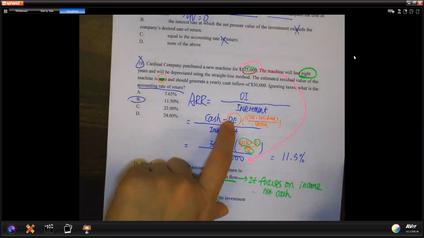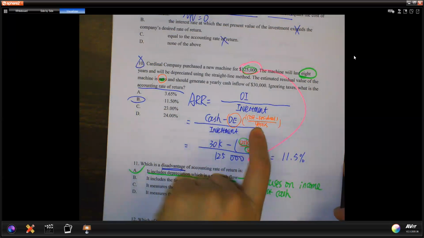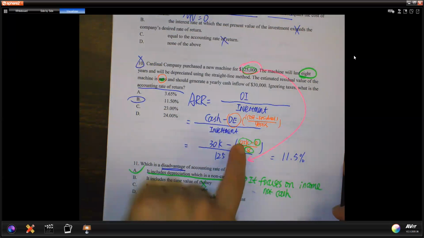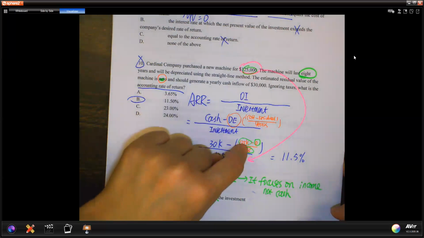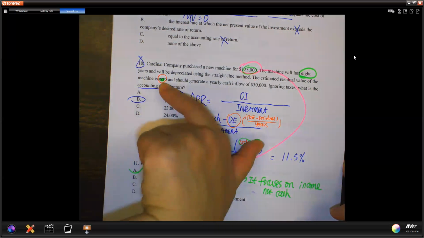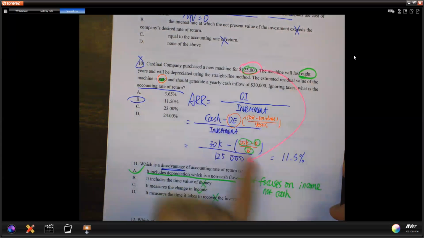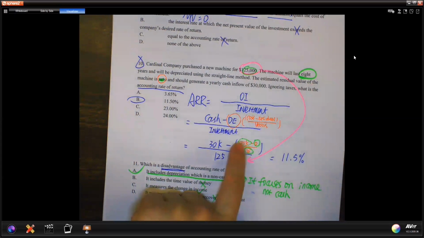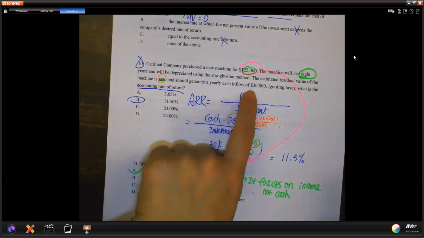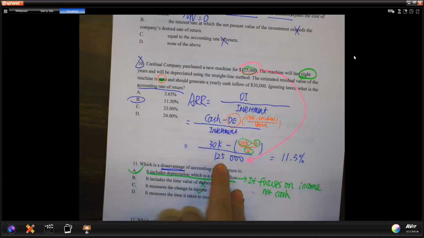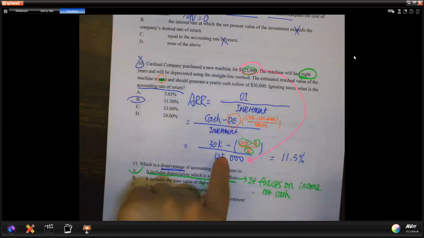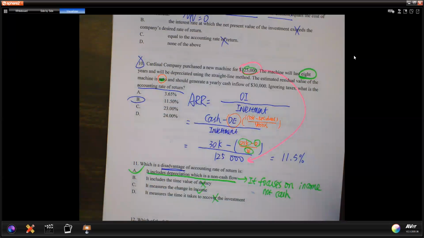How to get depreciation expense? It's cost minus residual divided by years. Our cost is also 125,000. You know, I use the similar color green. Residual is 0, I put 0 there. Can be used for 80 years. So you get your depreciation expense first, and then every year cash is 30,000. So your 30,000 minus depreciation expense gives you every year the operating income, divided by investment, 125,000, will give you ARR. Okay, make sure you know this one.